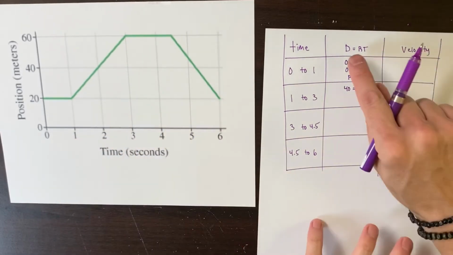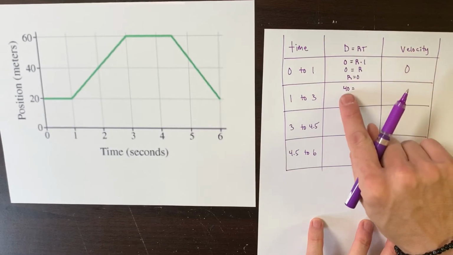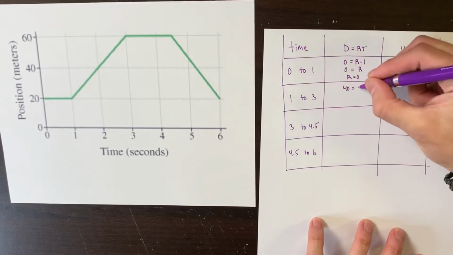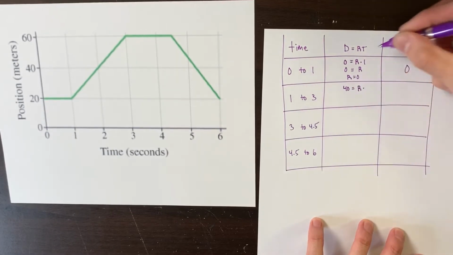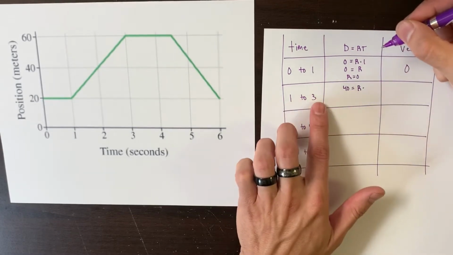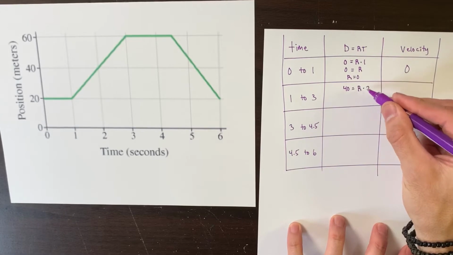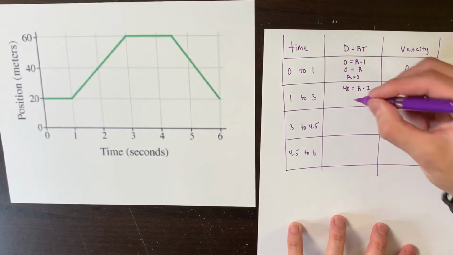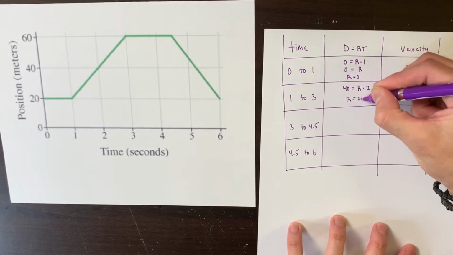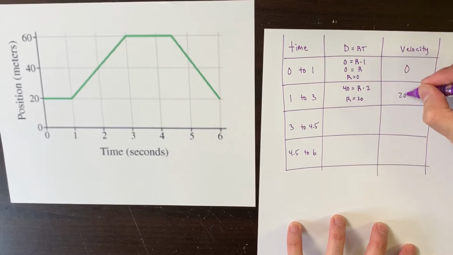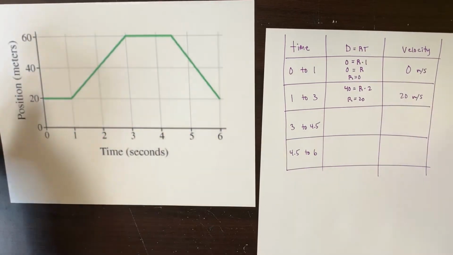So let's see. D equals RT. The distance covered was 40. The R is the goal, times the time. From 1 to 3 seconds, that's 2 seconds. And let's solve for R by dividing both sides by 2. So R would equal 20. So my velocity is 20 meters per second. And back here, 0 meters per second. It's meters because it says meters there, right?